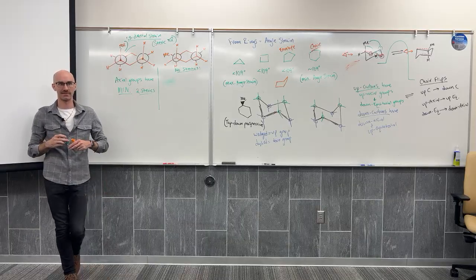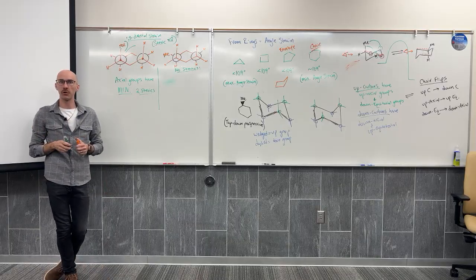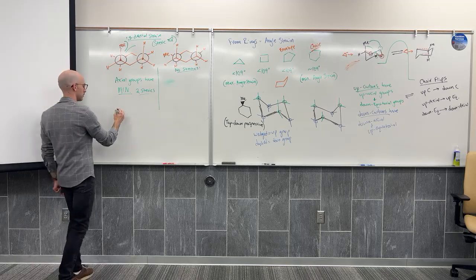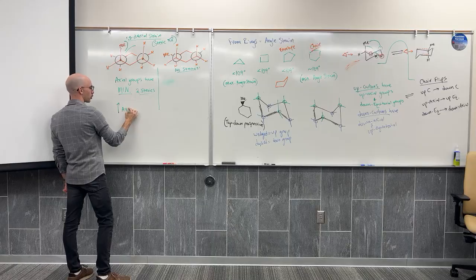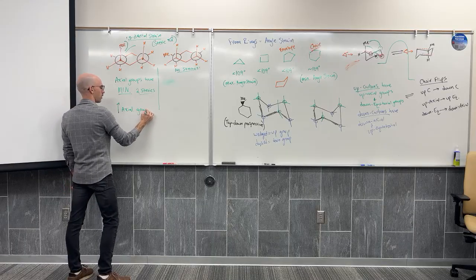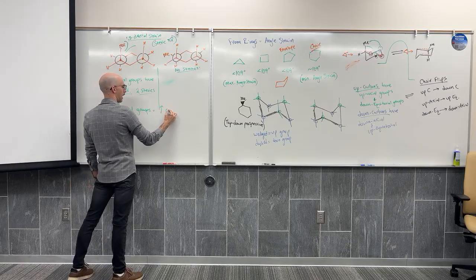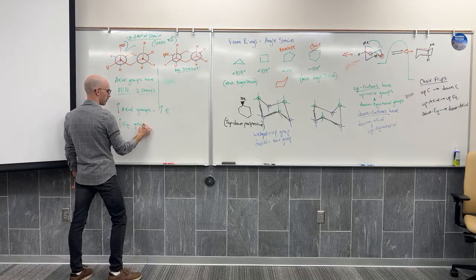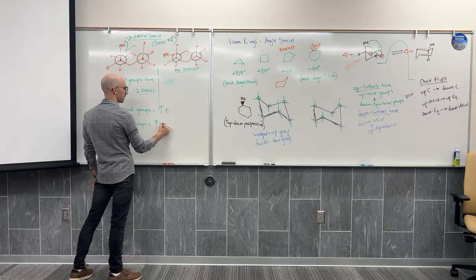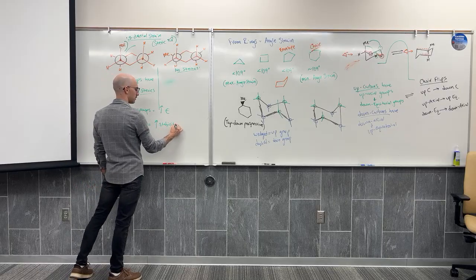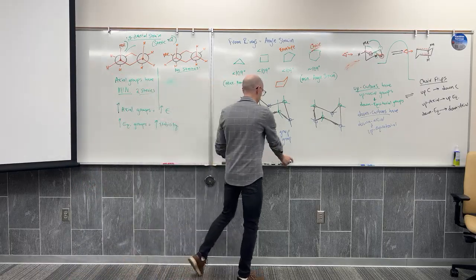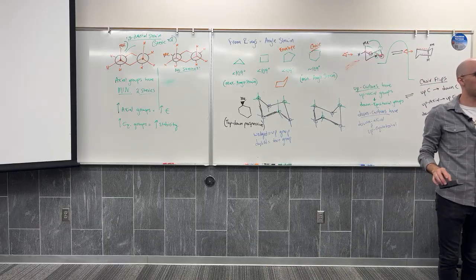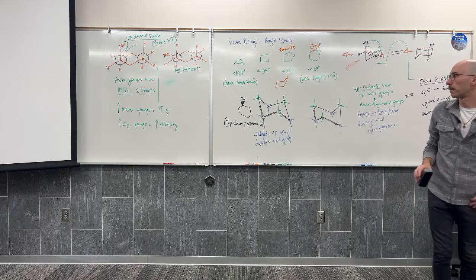Hard to see. Exactly. Okay, so here's the rule about higher energy chair conformations. More axial groups, higher energy. More equatorial groups, higher stability. You guys are comfortable with the distinction between stability and energy? Good.